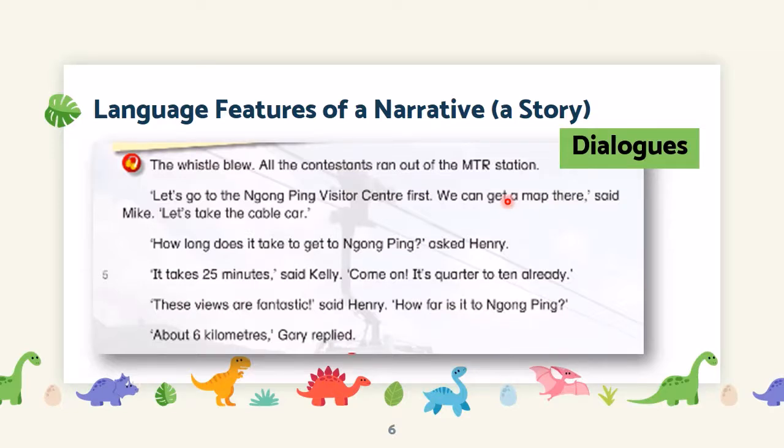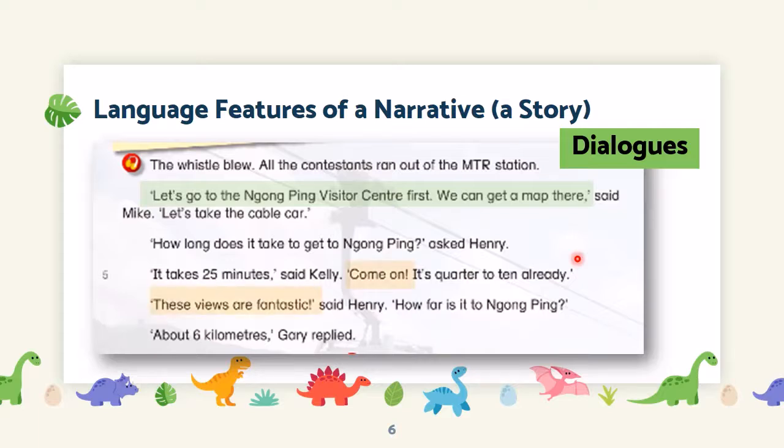As I mentioned just now, in a story, often we have dialogues to describe the things that are said between the characters. And like we have learned before, a dialogue is often enclosed by an open quotation and a closed quotation and a comma. A dialogue is used for, of course, recording what the characters said and talk about.